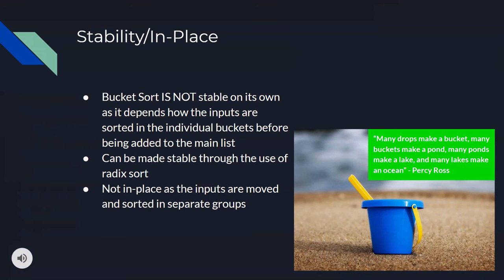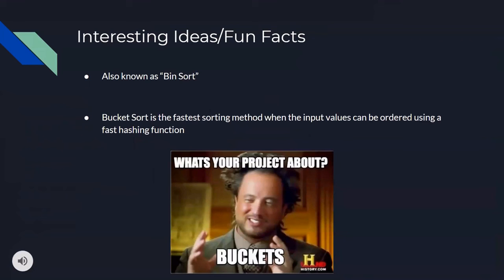Bucket sort is also not in place as the inputs are moved from one list into different buckets. This means that they take additional spaces in order to be sorted. In some cases, the additional space necessary is as large as the original input array. Bucket sort, also known as bin sort, is an OK sorting algorithm to use. In the case of ordering input values using a fast hashing function, bucket sort would be the fastest method to use. But it is not stable in nature like some other algorithms, and would avoid using this unless necessary.